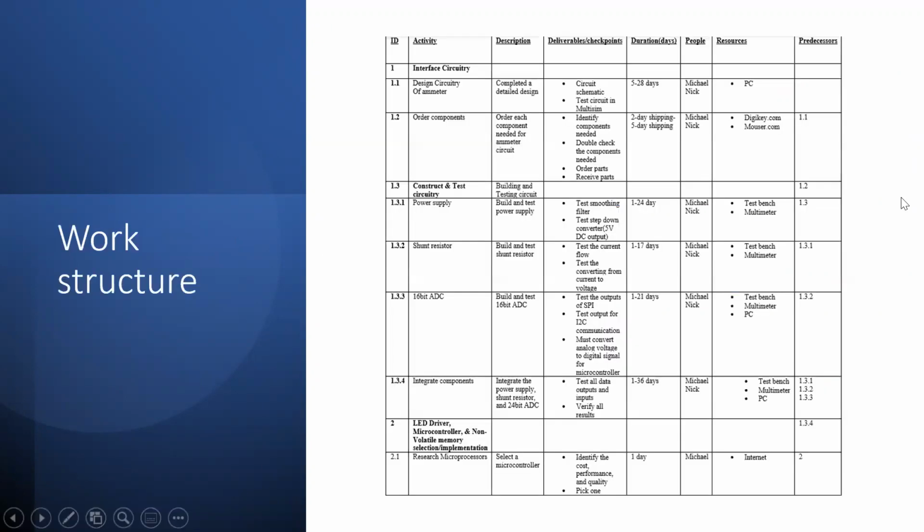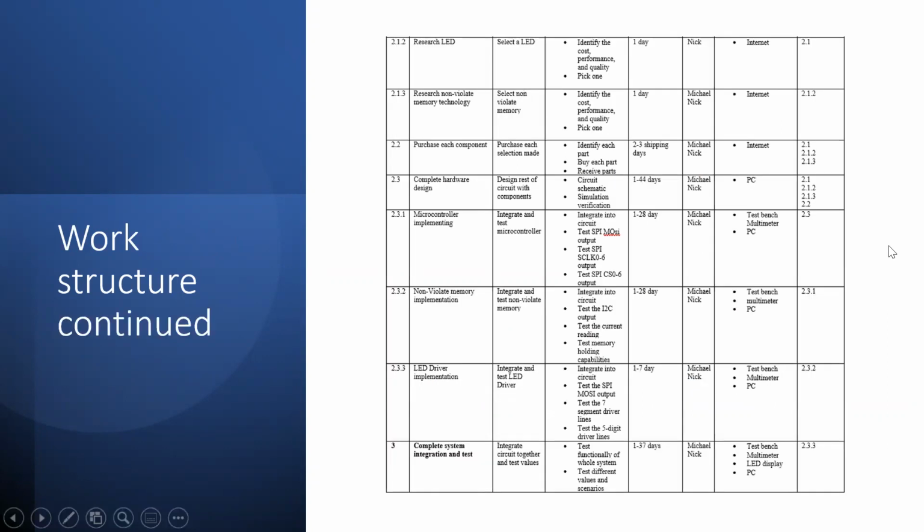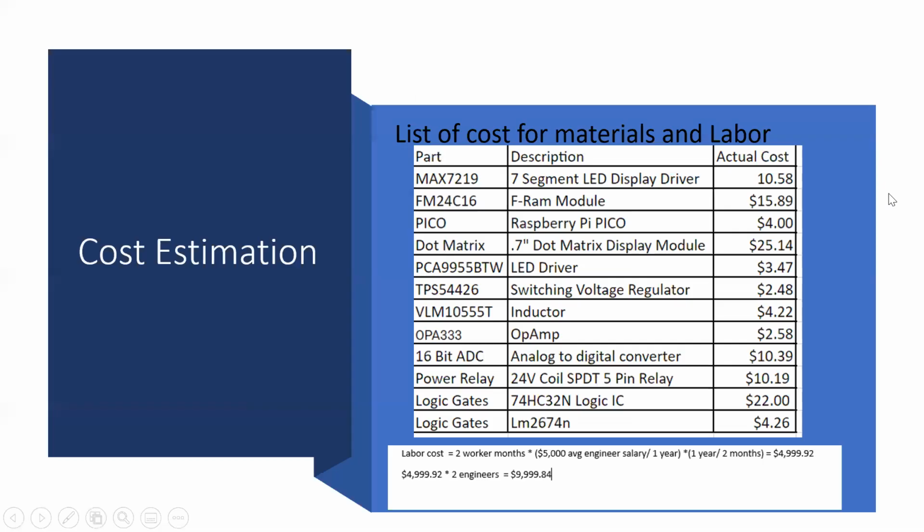And here's our work structure that is pretty much just what the Gantt chart is, just kind of more written out. You see all the deliverable checkpoints, the durations, all the resources, activities, the ID for them, and what needs to come before and after each one. And this is just the work structure continued. See, everything is there, just like the Gantt chart showed.